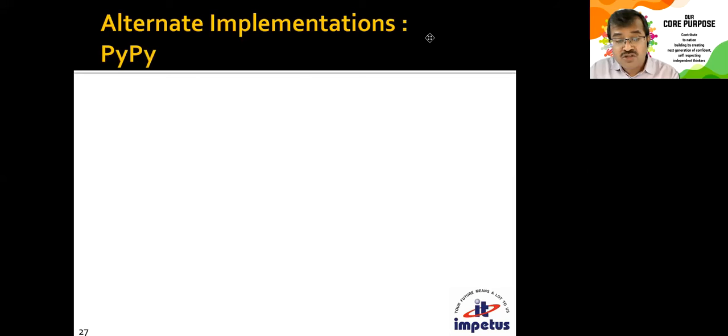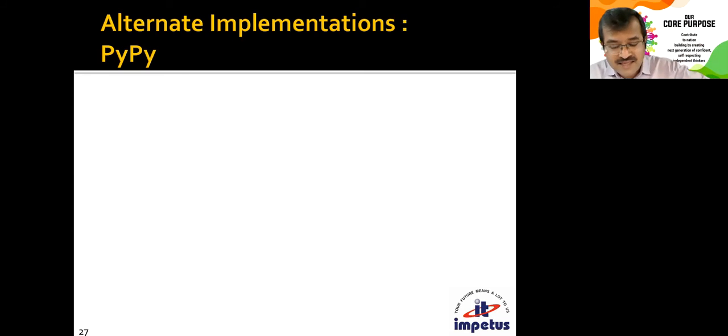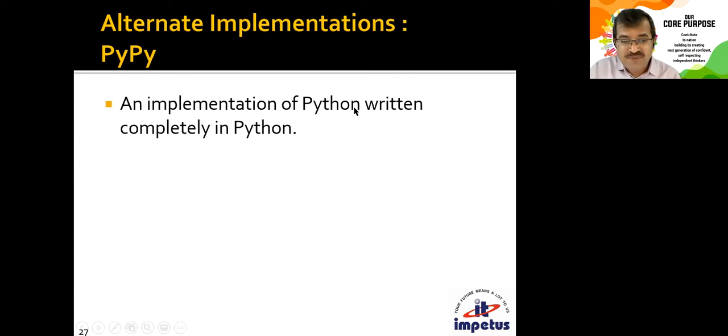Then there is another installation of Python called as PyPy. This is the most flexible implementation which is available. Naam se kuch guess kar pa rahe kya? Python, jiska PVM Python mein likha gaya hai. Okay, the implementation of Python written completely in Python. Now you're wondering, yaar ye pagal bana raha hai aadmi. That's the case actually. So I'll tell you how it works. Cython hamare paas hai.